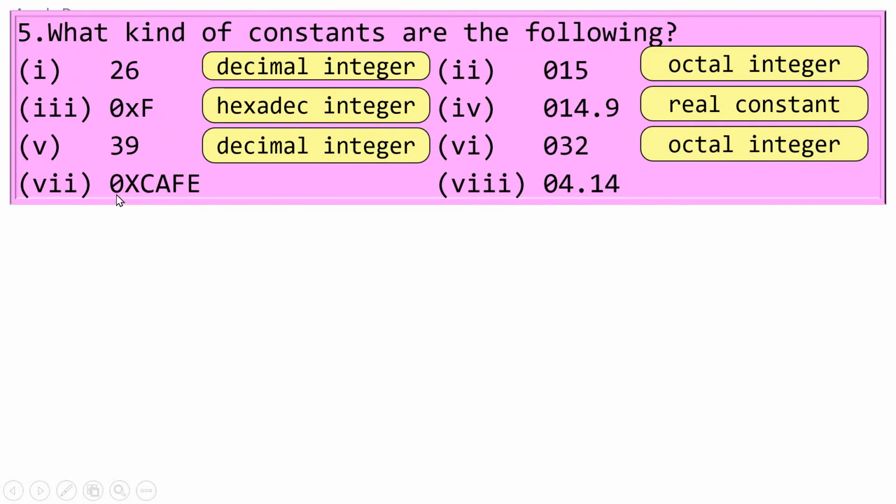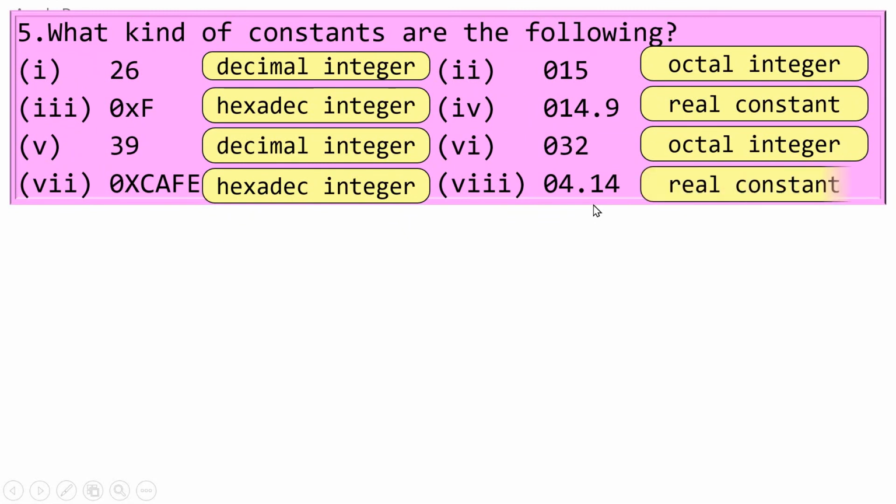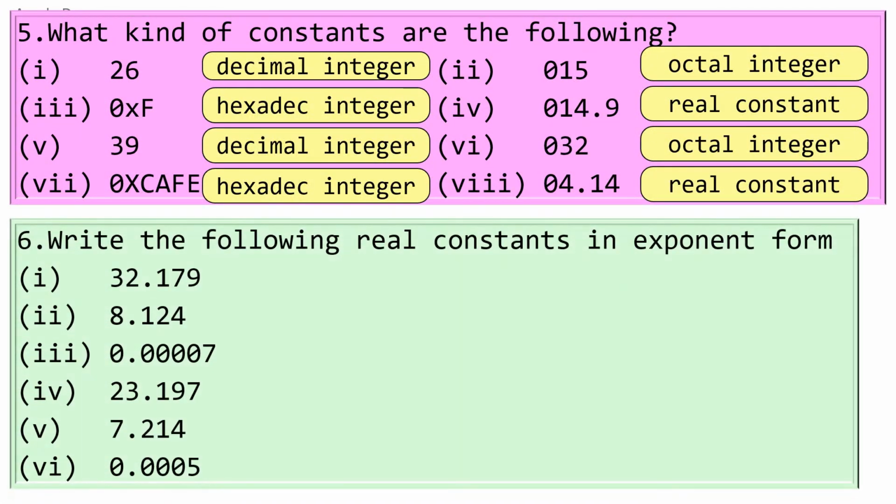0xcafe. 0x indicates that this constant is a hexadecimal integer. 04.14 is a real constant. The sixth question is, write the following real constants in exponent form.